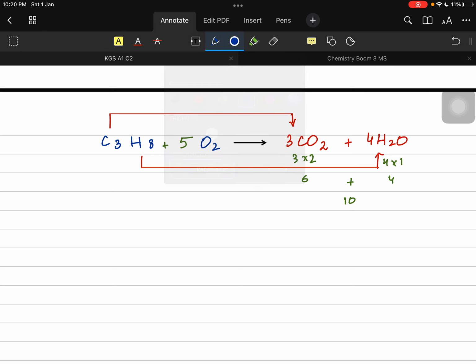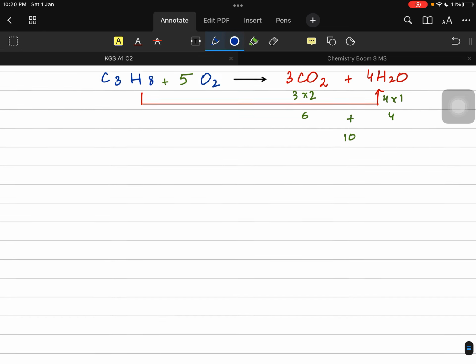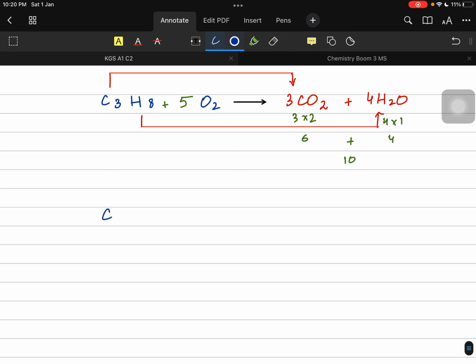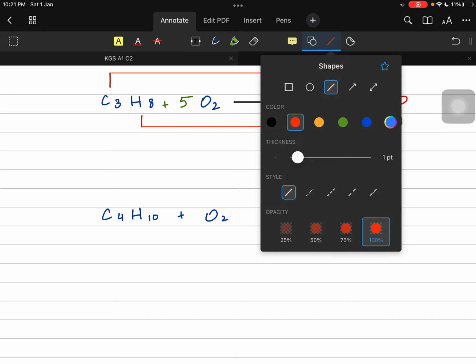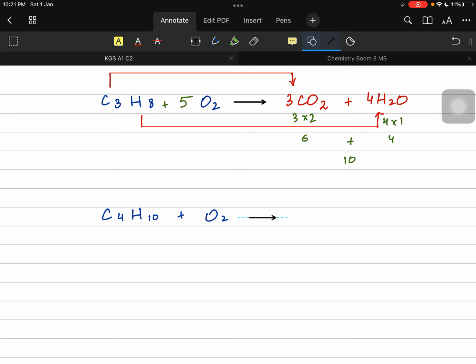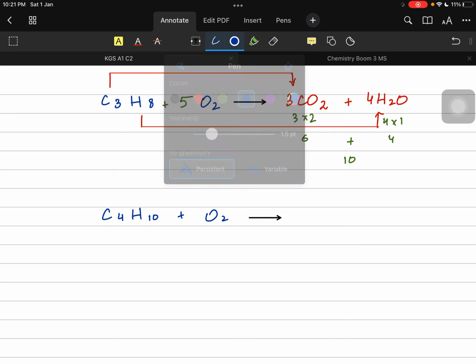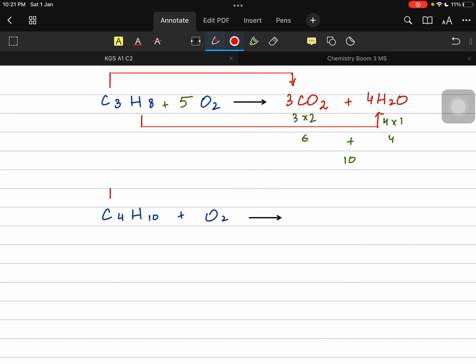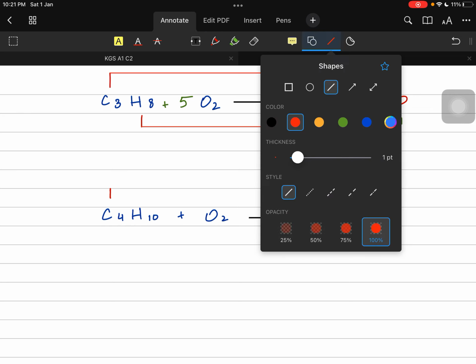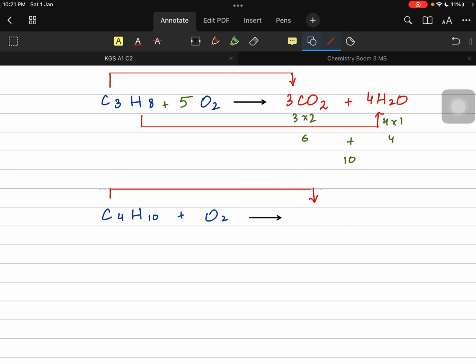Let's try one more. For example, you have C4H10, which is butane, a 4 carbon alkane. It reacts with oxygen. You know this already. It's going to give you carbon dioxide and water, so I'm done with that. But how many carbon dioxides? So 4 carbons can give you 4 carbon dioxides. Each carbon gives 1 carbon dioxide, right? So you get 4 carbon dioxides.